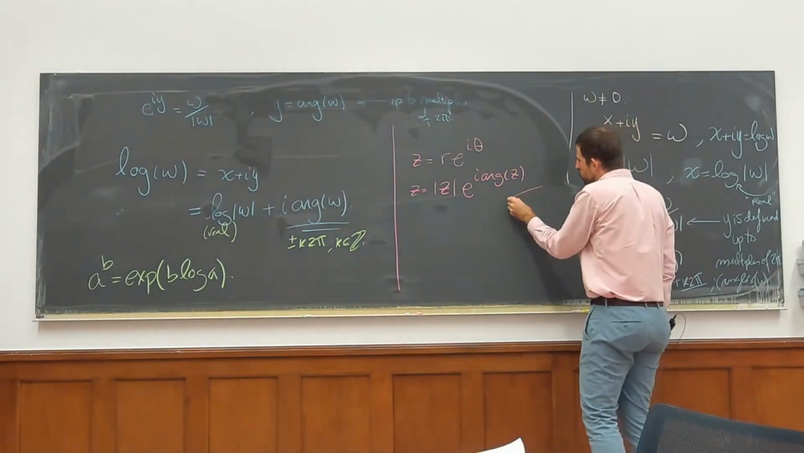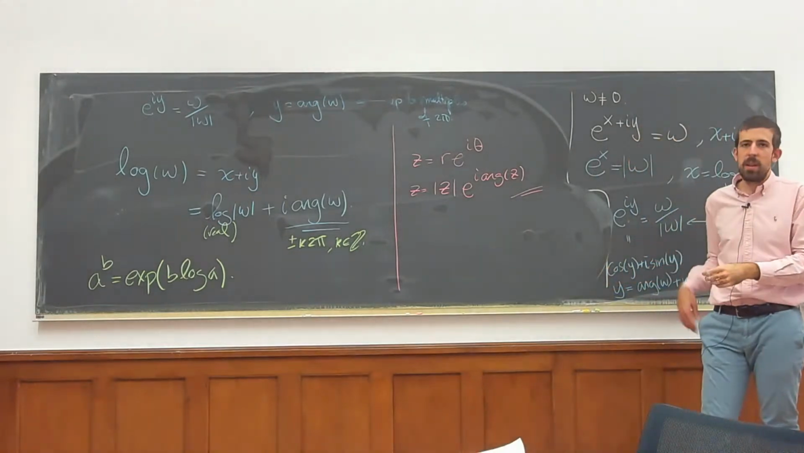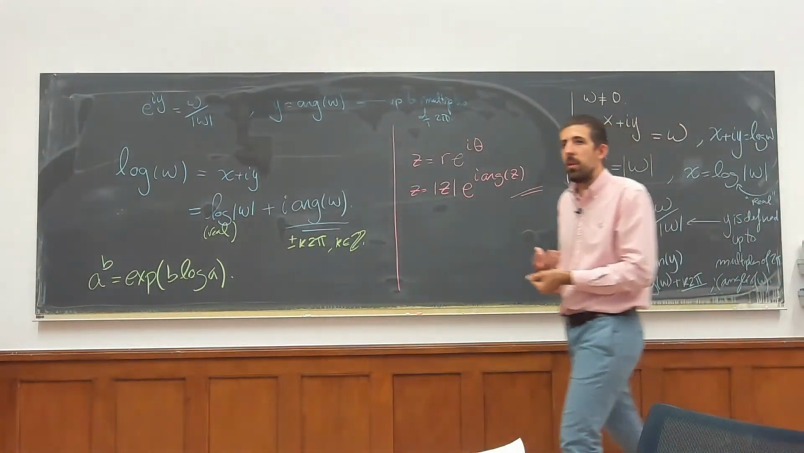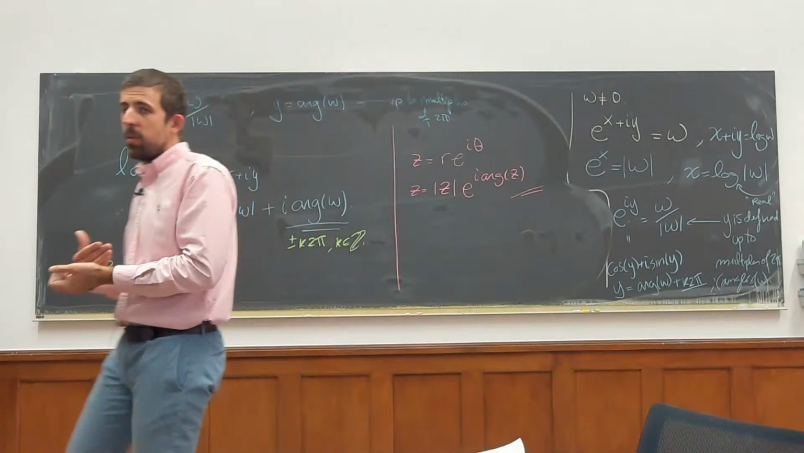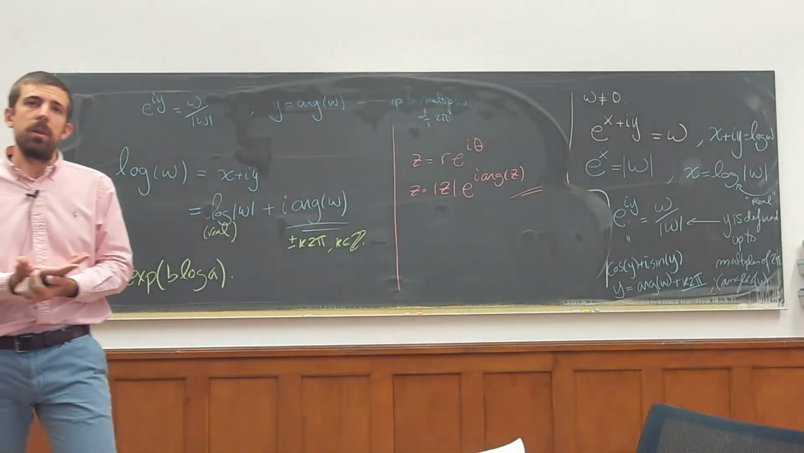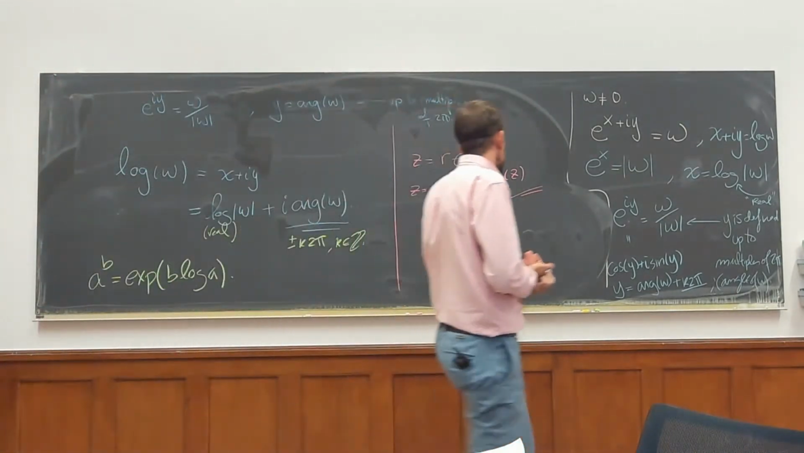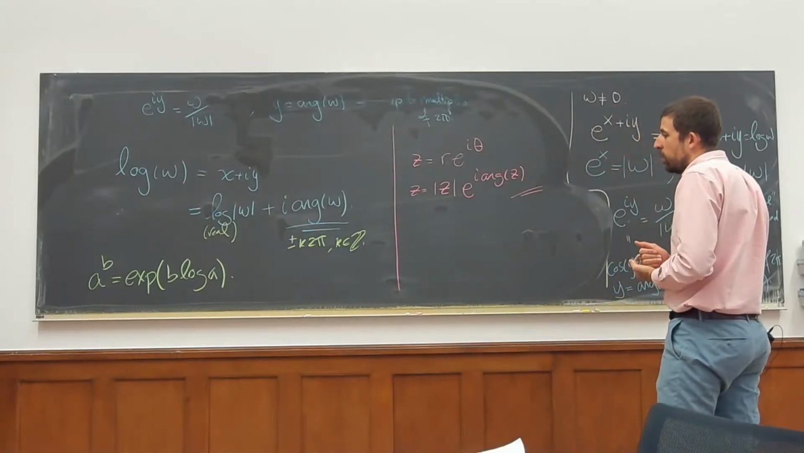And this is really what you should take away from all of this: that the exponential allows us to write numbers with respect to their modulus and their angle, and sort of separates things in that way. Okay, and that's what's going to be crucial.